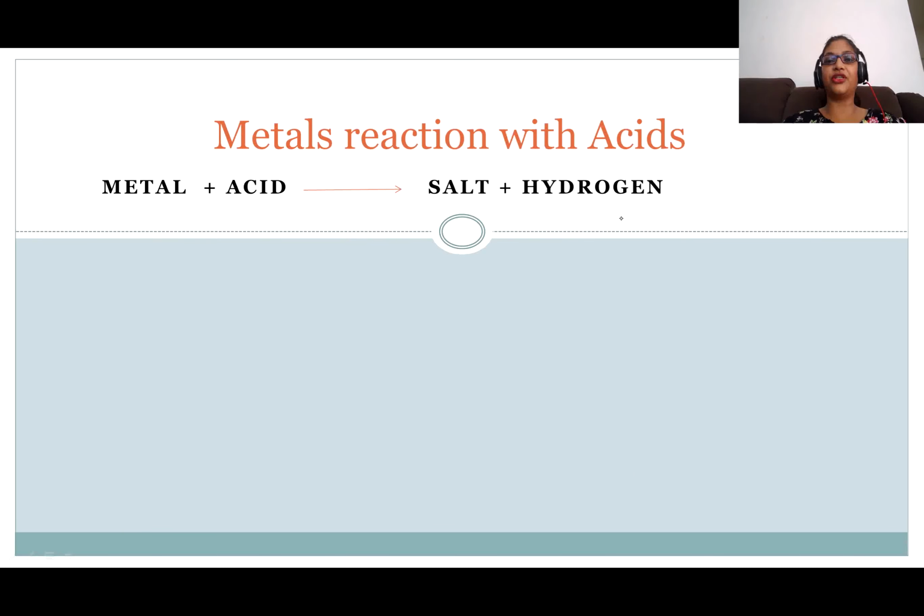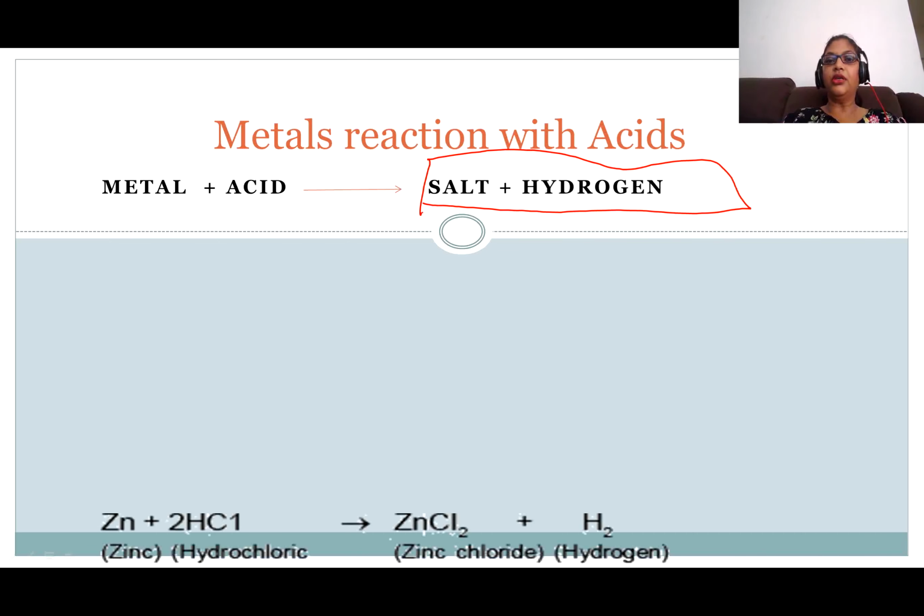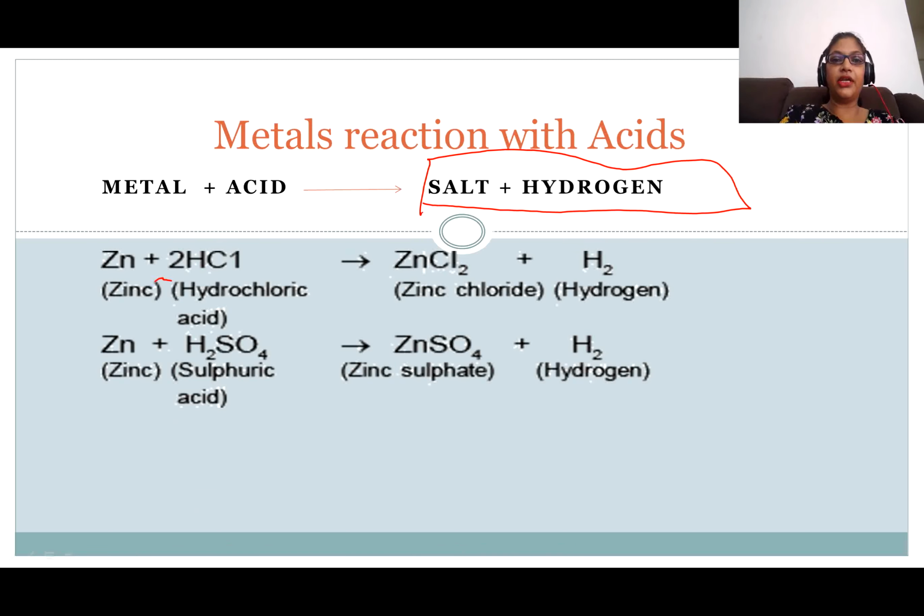Next is metal reaction with acid. They form salt and hydrogen. We can write it like this: zinc reacts with hydrogen chloride, so zinc chloride is formed plus hydrogen. If we take sulfuric acid, zinc sulfate is formed. Whatever acid we are taking, the corresponding salt will form.